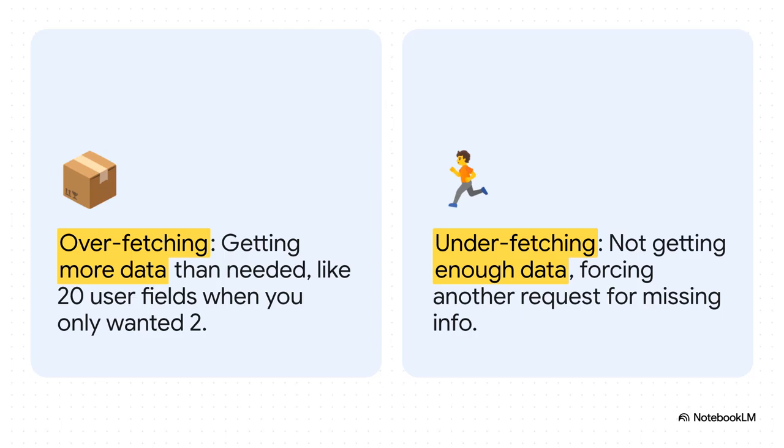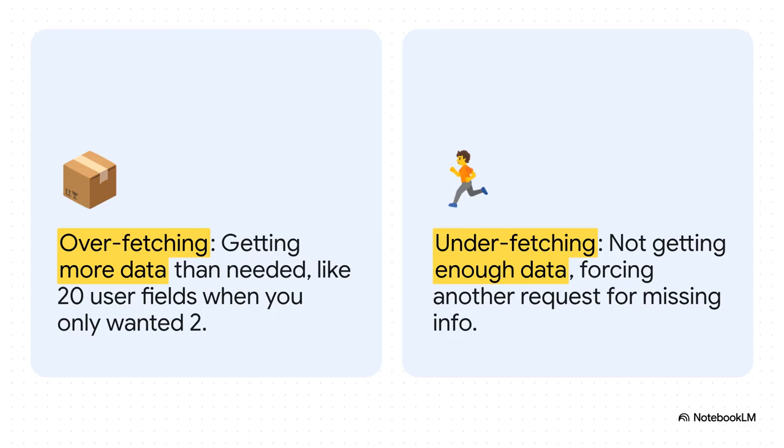So, what are the actual technical villains causing all this chaos? Well, they've got two names, overfetching and underfetching. Overfetching is when your app asks for some user info, and the server sends back like 20 different things, when all your app really needed was a name and a profile pic. It's just a huge waste of data.